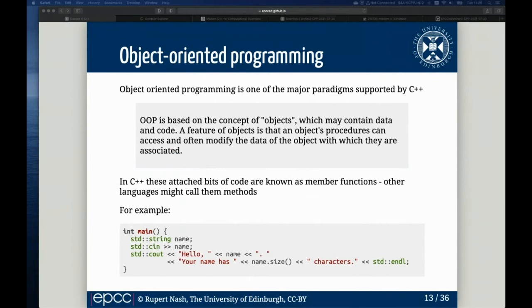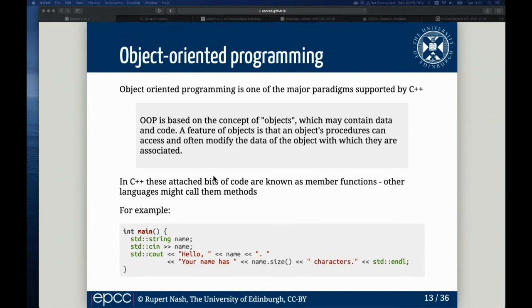Object-oriented programming is one of the major sort of programming paradigms supported by C++, and this is based on this concept of objects, which is not the same as what C++ calls an object, unfortunately. And these things contain data and code. And a feature of these objects is that the code, the procedures or methods or member functions associated with them, they can access and often modify the data of the object with which they are associated. So C++ calls these things member functions. If you're a Python programmer, you probably think of them as methods and so on.